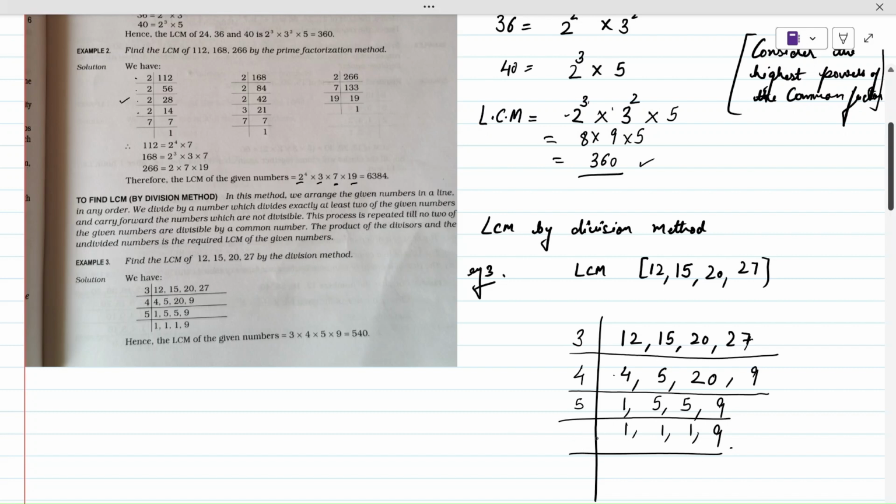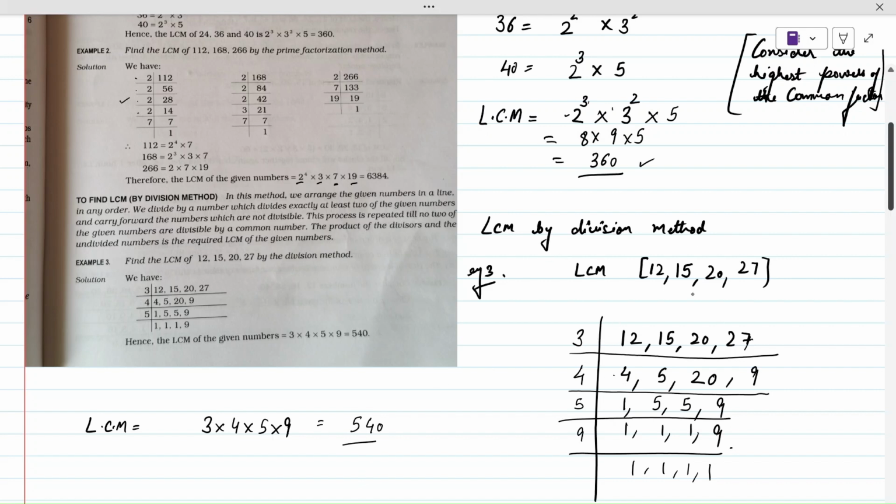We can also do it like this. I can also do it like 9, 1, 1, 1, 1. This is also correct. So now what is the LCM? LCM is the product of all these, that is 3 into 4 into 5 into 9. So 5 into 4 is 20, into 3 is 60, 60 into 9 is 540. This is the answer. Okay, so this is LCM by division method.